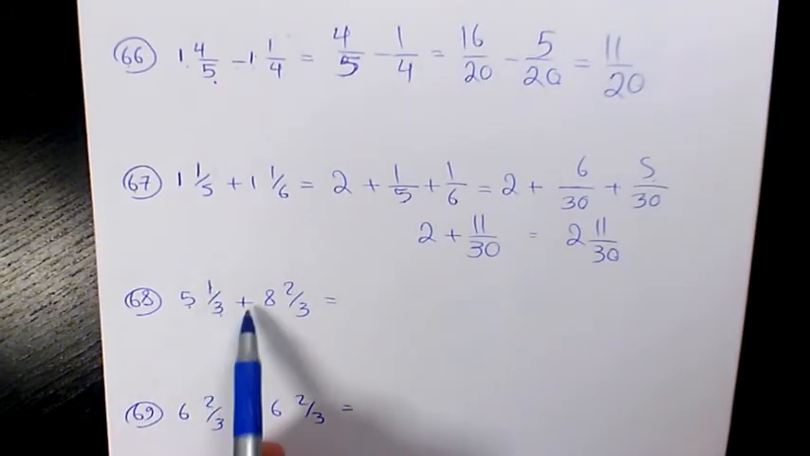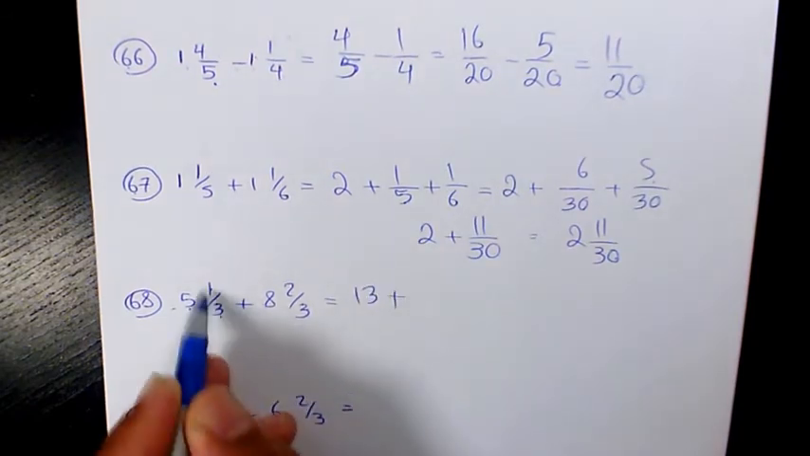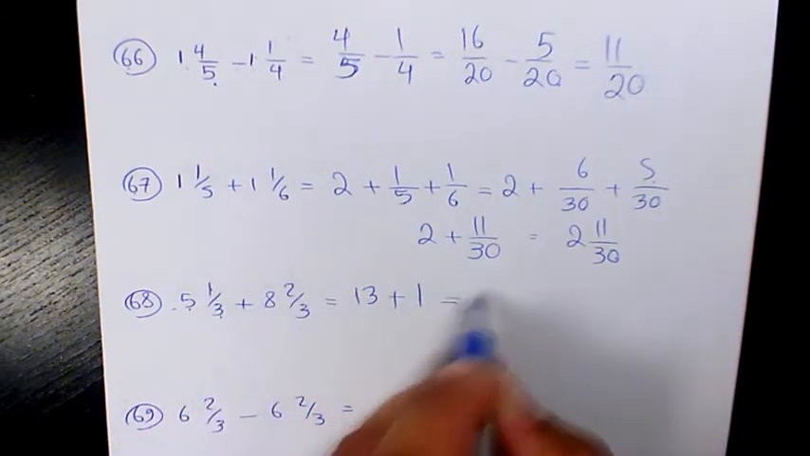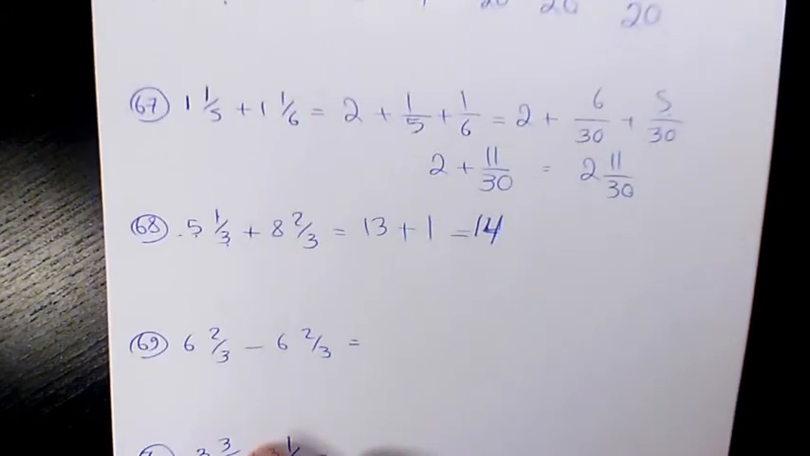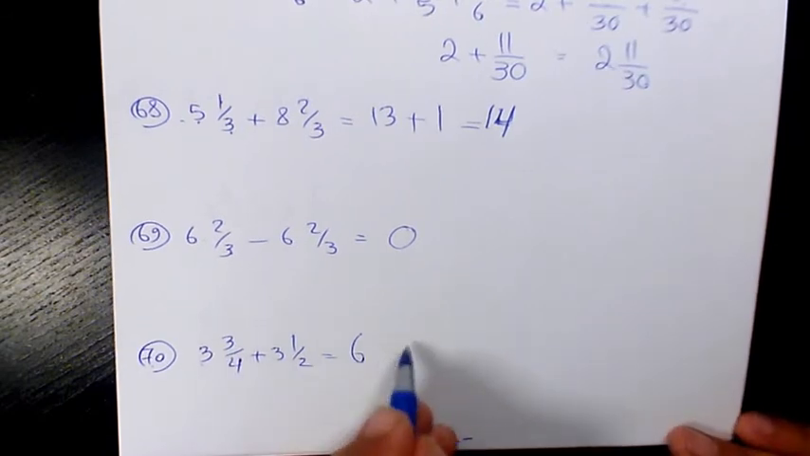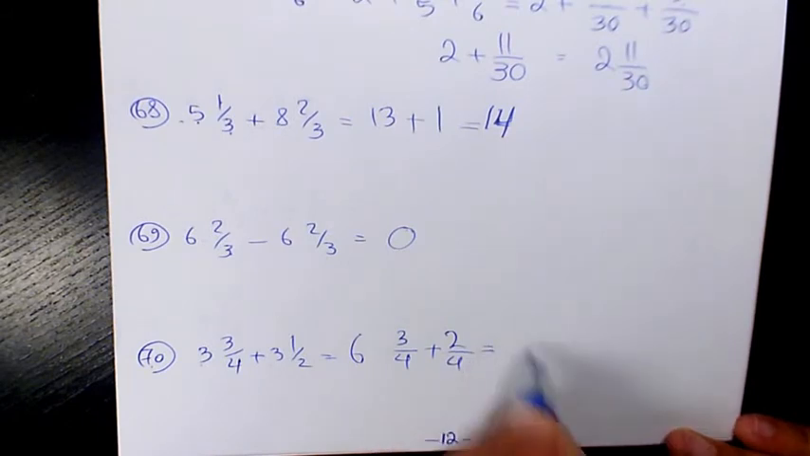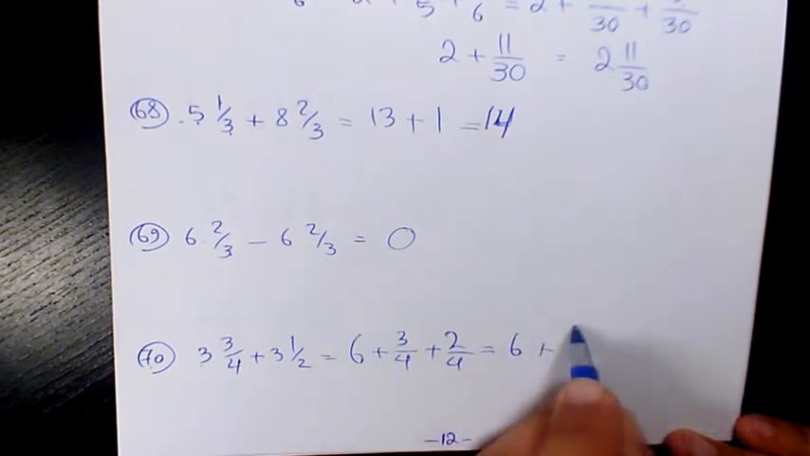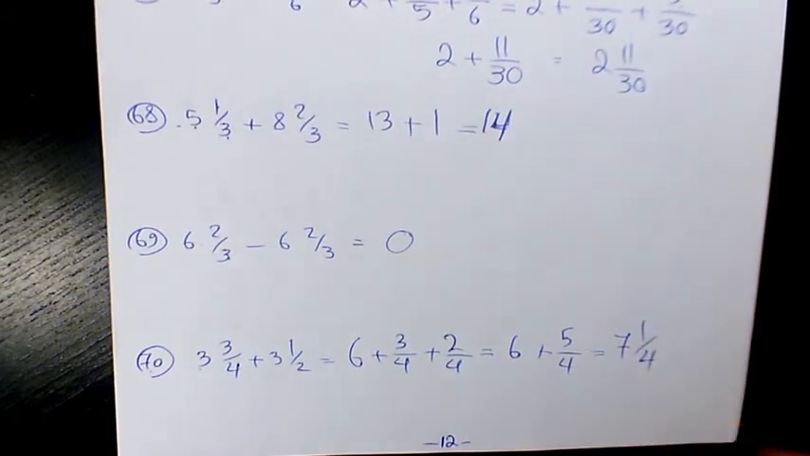5 1/3 plus 8 2/3. 5 plus 8, 13. 1 over 3 plus 2 over 3 is going to be 1. 13 plus 1 is going to be 14. 6 2/3 minus 6 2/3 is going to be 0. 3 plus 3, 6. 3 over 4 plus 1 over 2 is going to be 3 over 4 plus 2 over 4, which is going to be 6 plus 5 over 4, which is going to be 7 1/4.